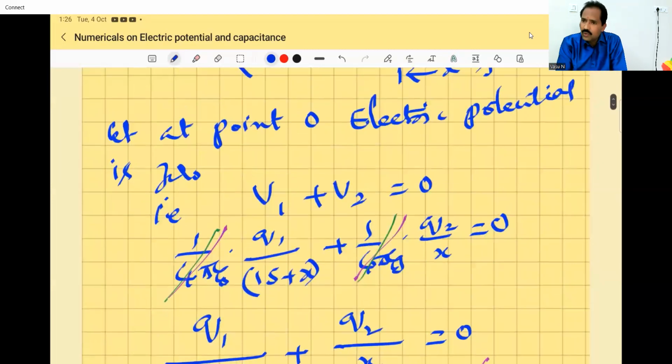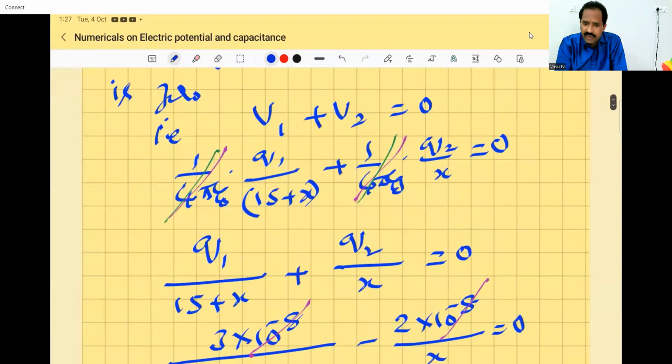Plus what is V2? 1 by 4 pi epsilon naught Q2 by X. X is a distance. So Q2 by X, take it is equal to 0. Since the right side is 0, we can cancel out the terms. 1 by 4 pi epsilon naught cancels on both sides. Then the remaining is Q1 by 15 plus X plus Q2 by X is equal to 0.